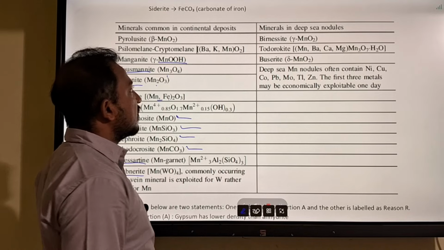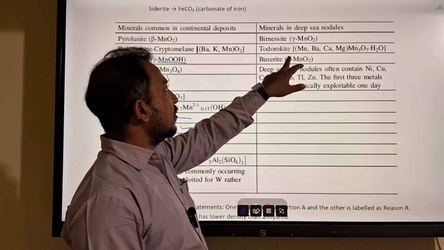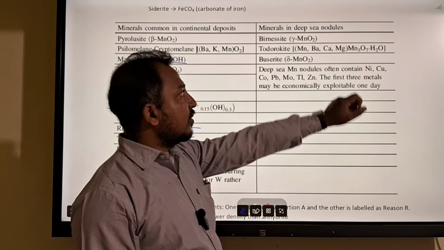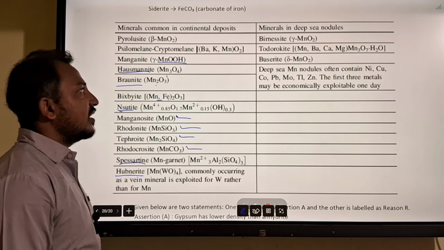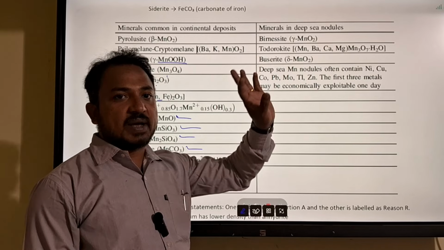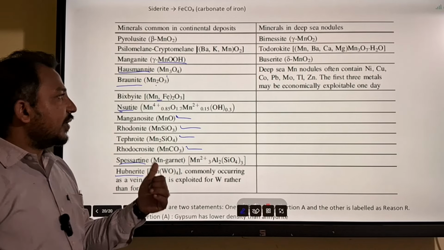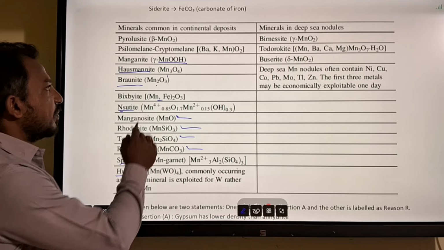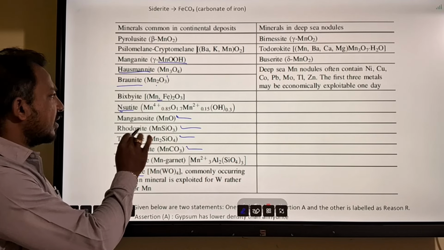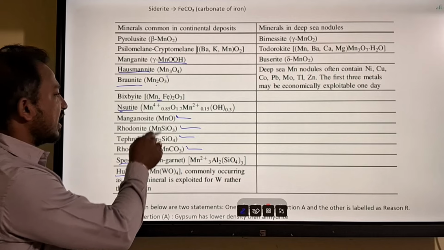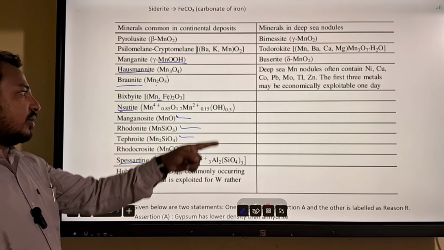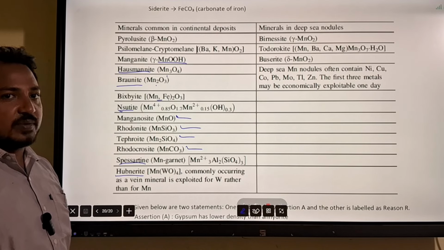Then these are all the others. Birnessite is MnO2. Then todorokite is a hydrated Mn-Ba-Ca-Mg oxide. Then there are the manganese nodules. I'll give you a proper table here. It is a little blurry, and I think you cannot see all these names. I'll replace this with a Word file, so you can easily view it.